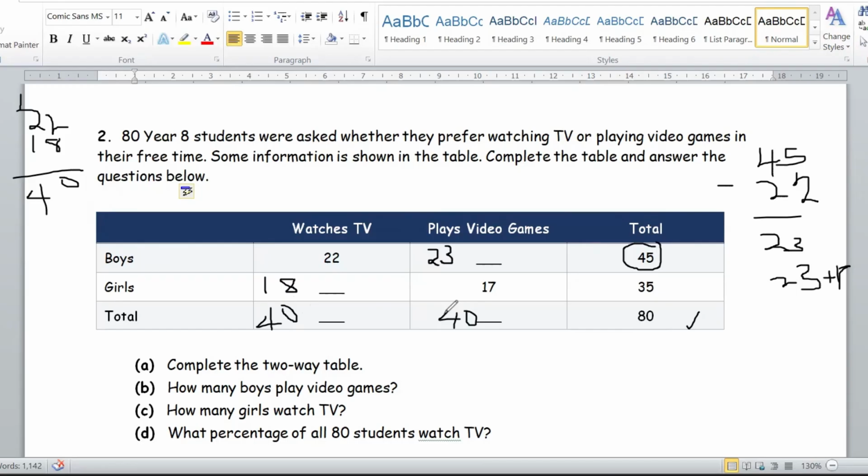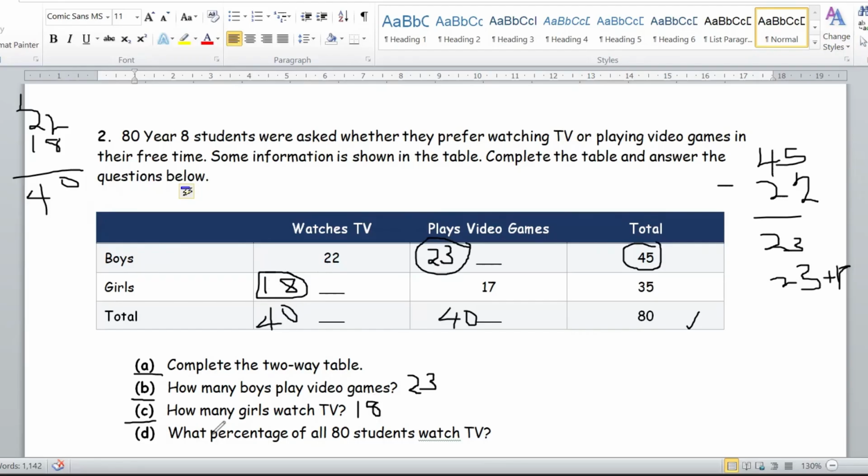We've done question A, so let's look at question B. Question B says, how many boys play video games? From the table, 23 boys play video games. And then question C says, how many girls watch TV? From the table here, the number of girls that watch TV is 18.